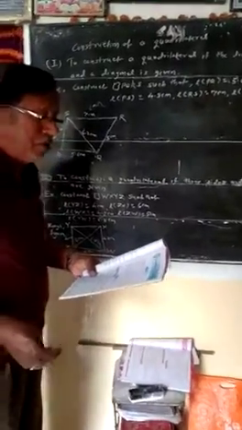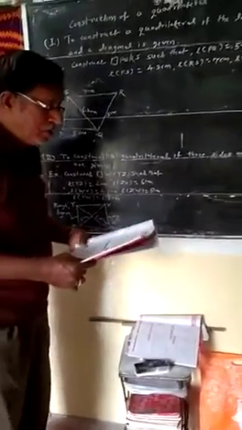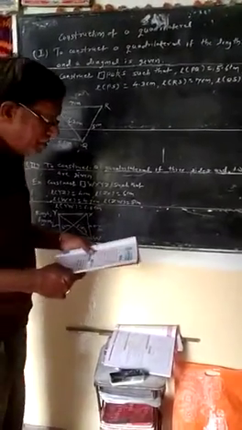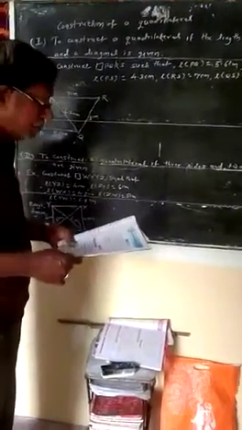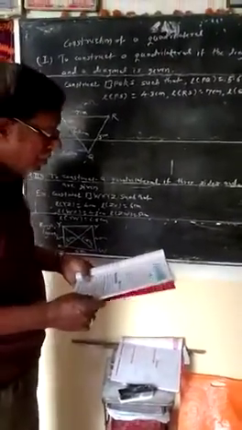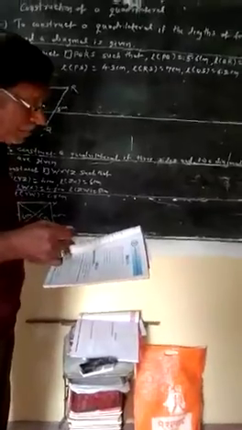Quadrilateral construction and types. In that, we construct the quadrilaterals with given measures. All four constructions were revised in 7th standard, and we completed that yesterday. All four constructions.